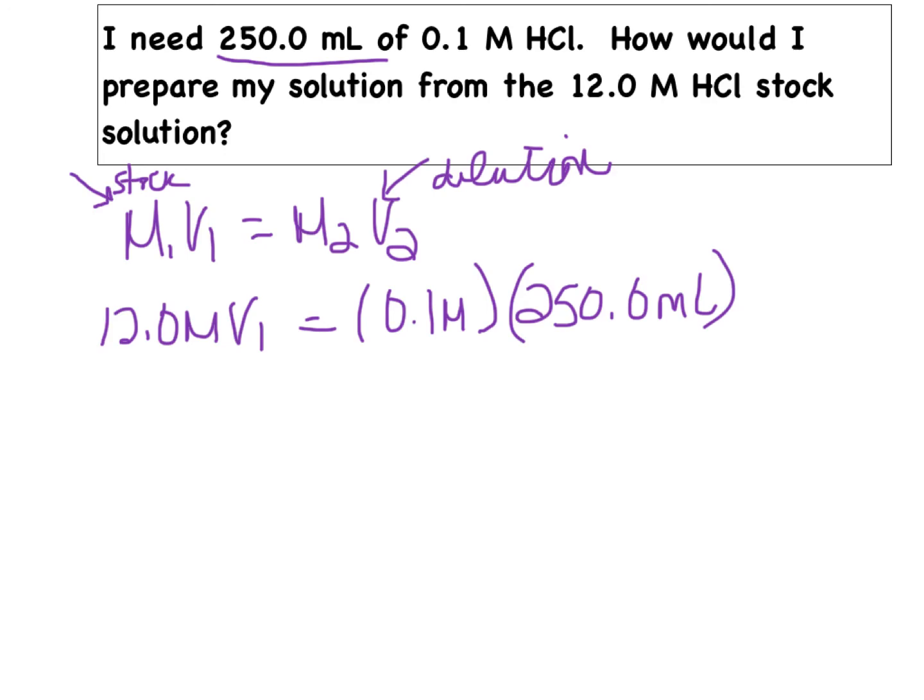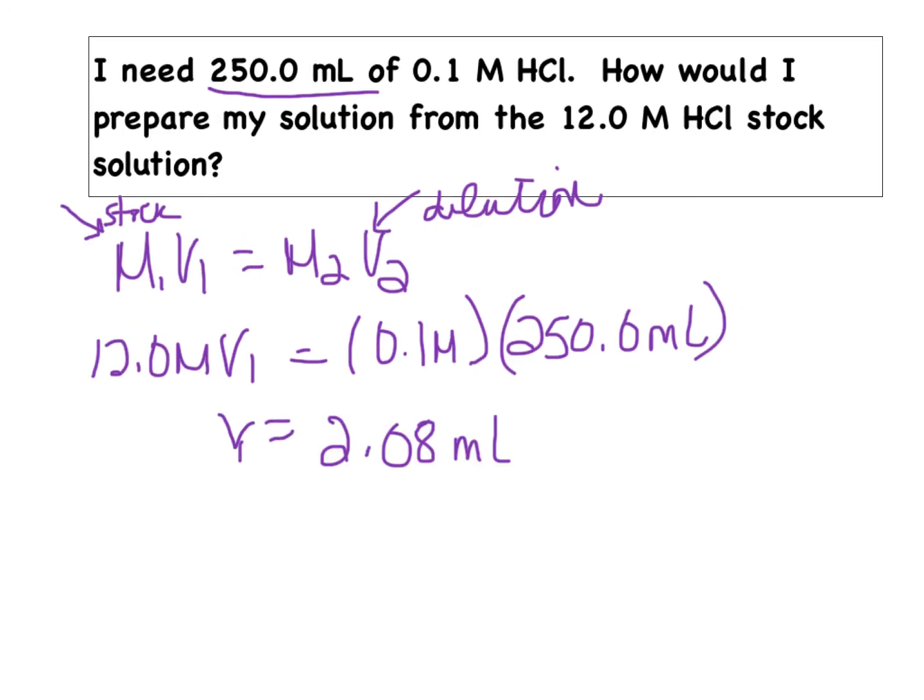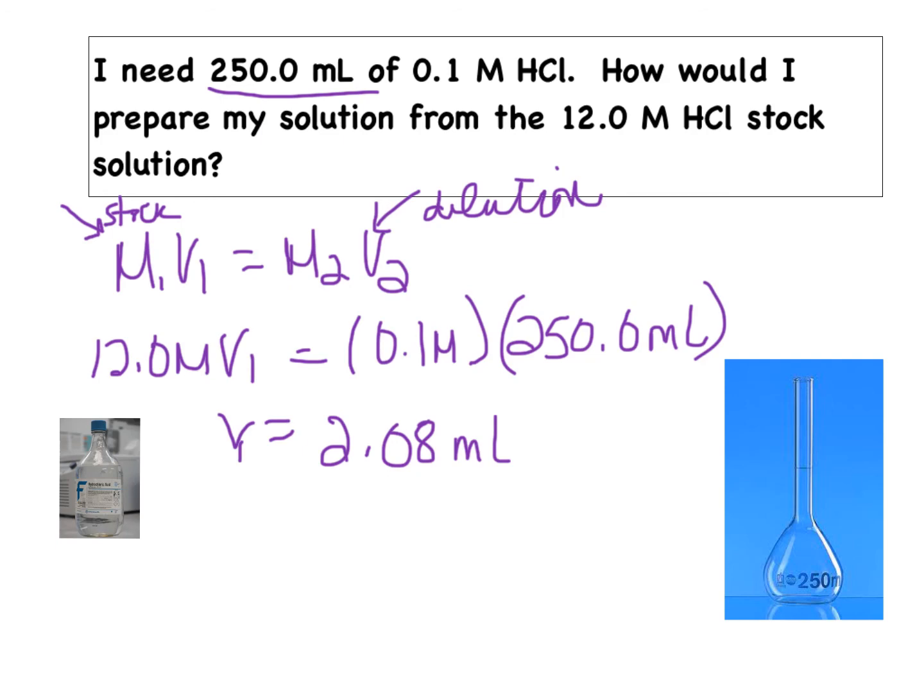So if we solve mathematically for V1, we get 2.08 milliliters. So I'm going to take that volume, 2.08 milliliters, out of my stock solution, and I'm going to add that to enough water to make 250 milliliters of my total solution.